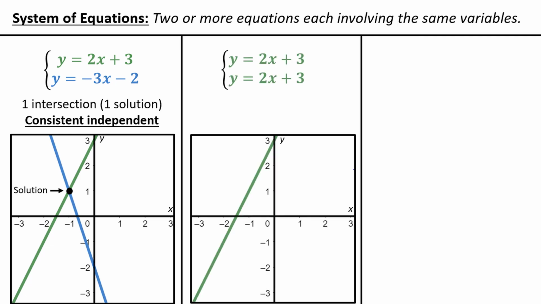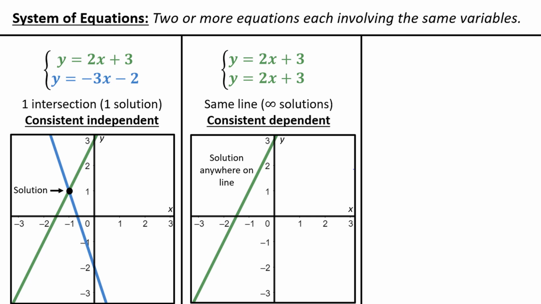Case 2 is where the two lines are identical. In this case, any pair of values, x, y, that is on the line is the solution. So we say that there are an infinite number of solutions. We classify this type of system as consistent dependent.